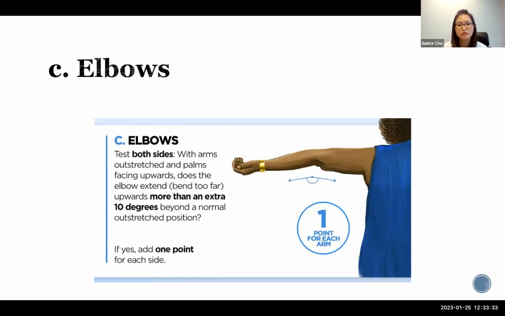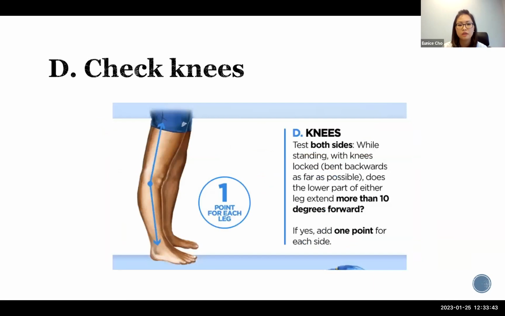And then you have the patient extend their elbow with the palm facing upwards. And if it extends beyond usual by more than 10 degrees, you give a point on each arm. And you have them stand up, check the knees. And if it bends backwards more than 10 degrees than usual, then you give them a point on each leg.